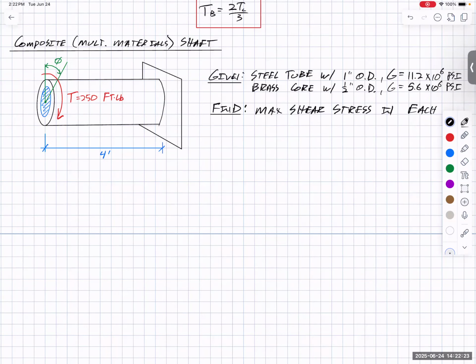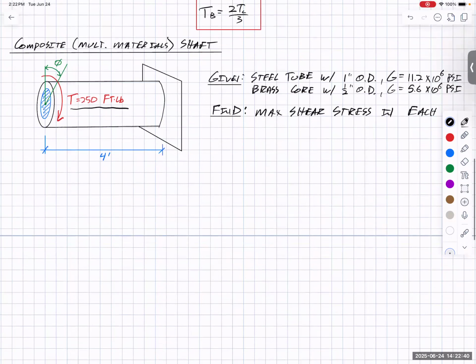So let's see, steel has a modulus of rigidity of 11.2 times 10 to the 6, brass 5.6 times 10 to the 6. We want to know the maximum shear stress in each. As shown in the drawing, with a torque, which should be under given, of 250 foot-pounds, the angle of twist, which I'm showing up here as phi, has to be the same for both. It doesn't matter how far out I am, it's still the same angle.